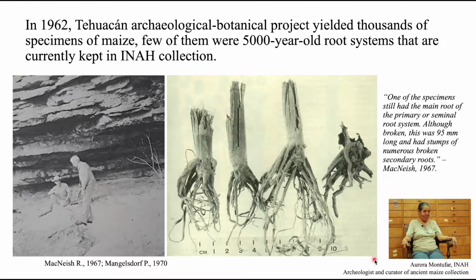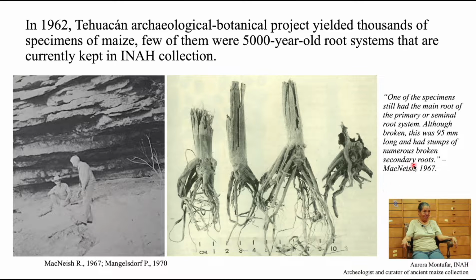This expedition was really productive for them because they found more than 24,000 specimens of corn. They found some cobs, some stalks, and a few root systems. And these specimens are in the collection of ancient maize of the National Institute of Anthropology and History in Mexico, and Aurora Montúfar is the one who takes care of this collection.